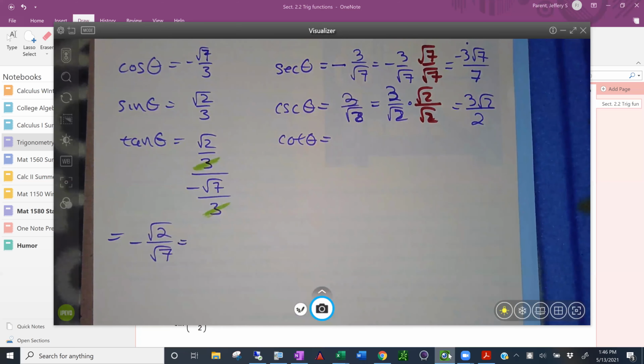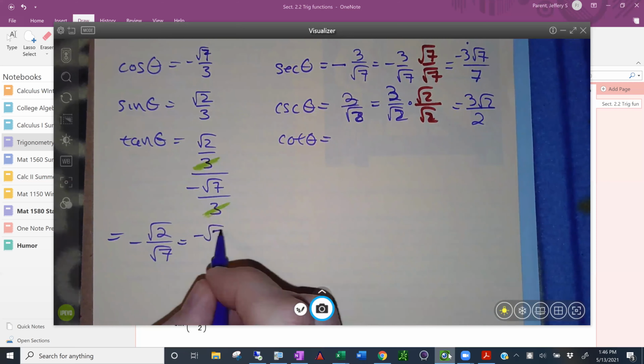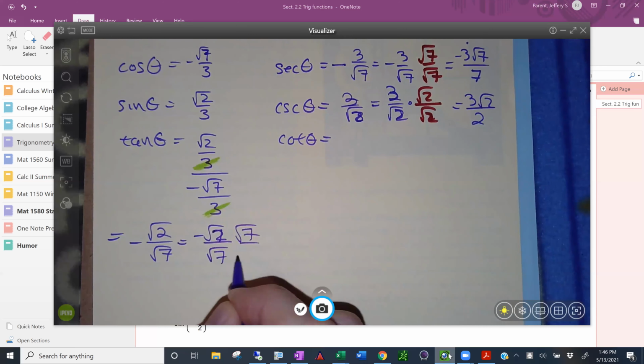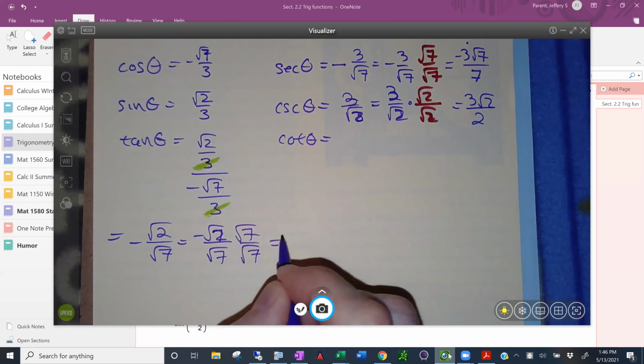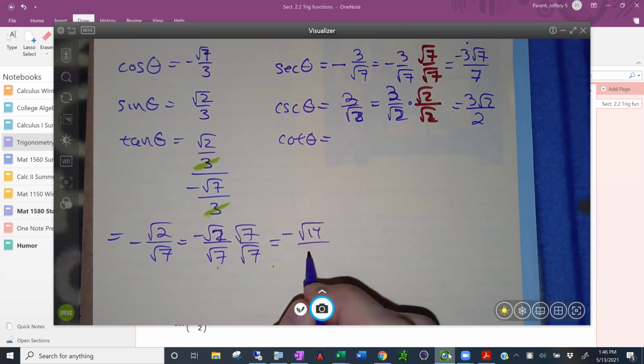Now, I'm going to rationalize this. So how would you rationalize this? What do I have to multiply by? Square root of 7 over square root of 7. Perfect. So that gives me minus the square root of 14 over the square root of 49, but that's 7.